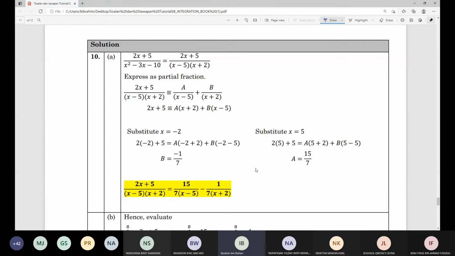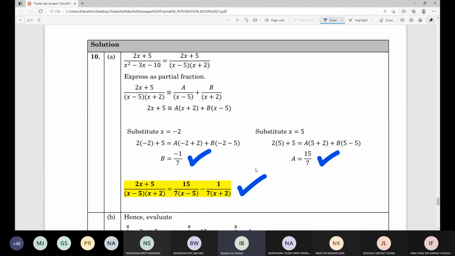A over x minus 5 plus B over x plus 2. Substitute the value x equals negative 2, and find the value of B first, negative 1 over 7. Substitute x equals 5 and A equals 15 over 7. And last, your partial fraction is 15 over 7 times 1 over x minus 5, minus 1 over 7 times 1 over x plus 2.